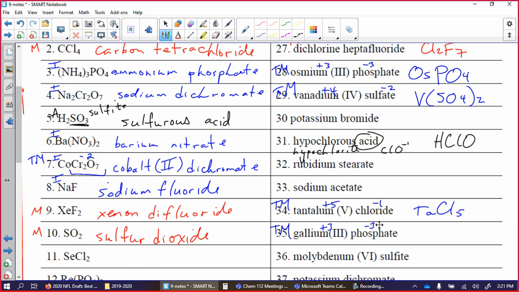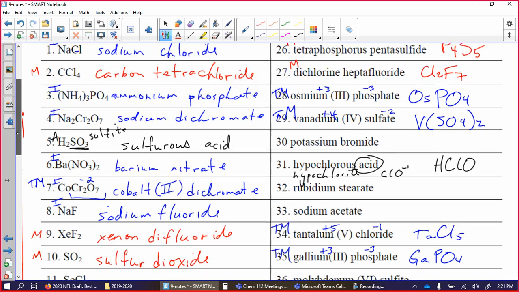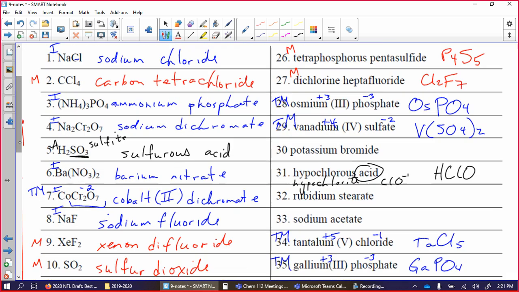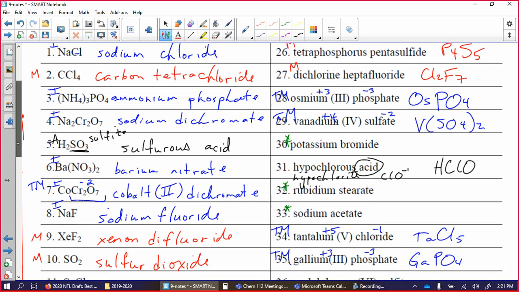Sometimes it's not there. If gallium doesn't have a Roman numeral, assume it's +3. So this is GaPO4. So that means we're going to be left with the A group ionics plus ammonium, which probably doesn't look like it, but that's what it means. So I've got that one, that one, that one. I think those are it.